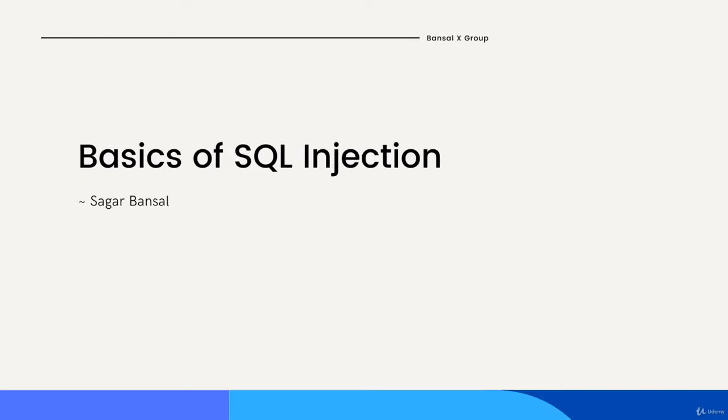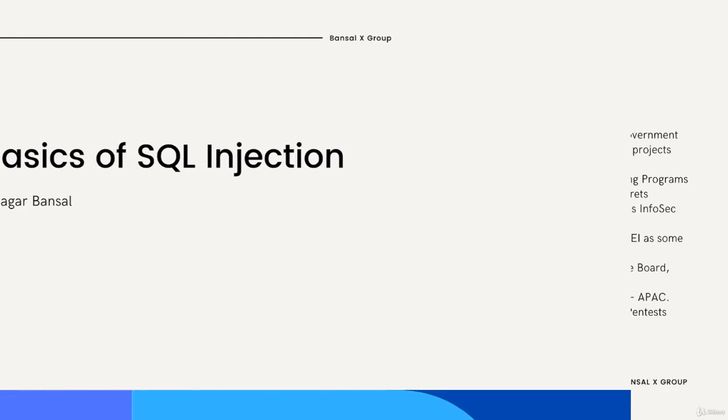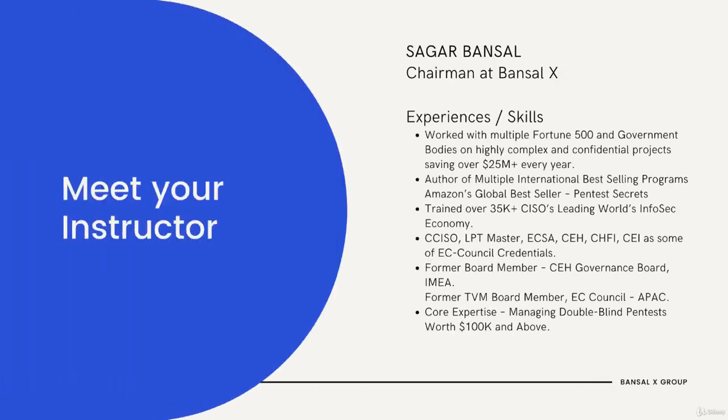My name is Sagar Bansal and I'll be your instructor in this course. Let me go ahead and quickly introduce myself. Experience-wise, I've worked with multiple Fortune 500 companies and government bodies on highly complex and confidential projects, saving them over $25 million every year. Last year, we saved over $72 million if we combine everything.